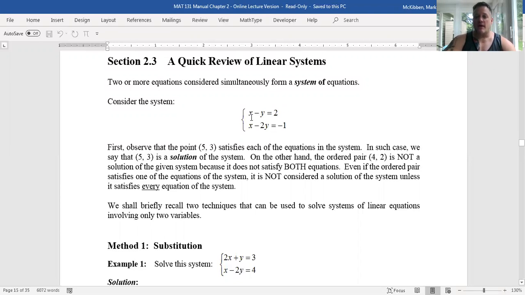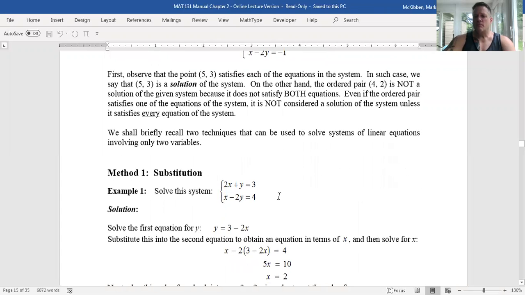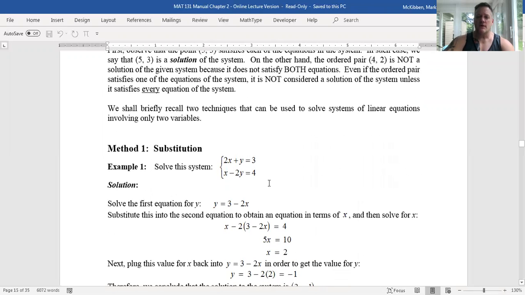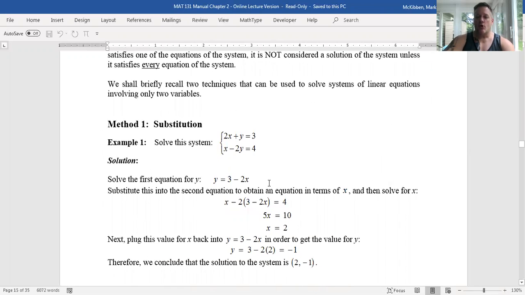Now the question is, I don't want to have to sit here and guess what the x and the y would be. There might not even be one, for that matter. So how do you solve it? There are two basic methods. One's called substitution, and the other you know of as elimination. So just a quick recall of what substitution is.